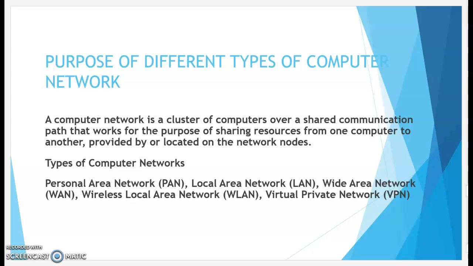Purpose of different types of computer network. A computer network is a cluster of computers connected over a shared communication path that work for the purpose of sharing resources from one computer to another, provided by or located on the network nodes. Types of computer networks: Personal Area Network (PAN), Local Area Network (LAN), Wide Area Network (WAN), Wireless Local Area Network (WLAN), Virtual Private Network (VPN).